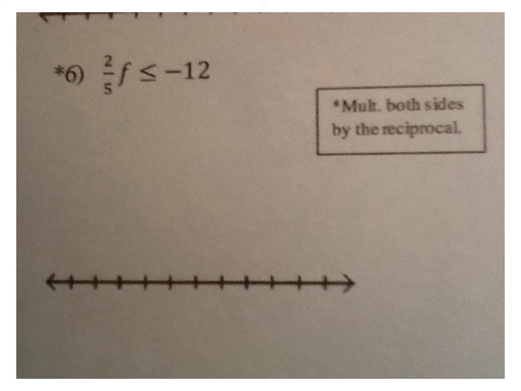Alright, so this problem's a little bit tricky, but it gives you the hint on the right. It says to multiply both sides by the reciprocal. So we're going to undo 2/5 times f. Well, let's think about it. You could, if you wanted to, divide both sides by 2/5. Okay, but we don't like to divide fractions. Dividing by a fraction is the same thing as multiplying by the reciprocal. So I need to multiply both sides by 5/2 instead. So that's what I'm going to do here. I'm going to multiply both sides of this equation by 5/2.